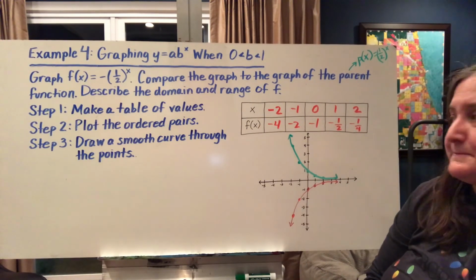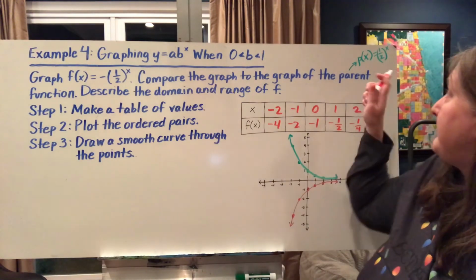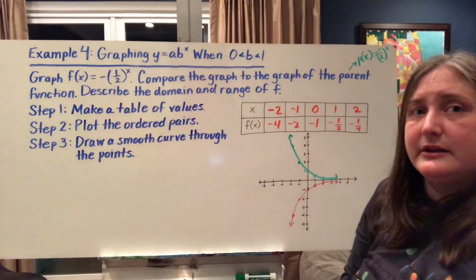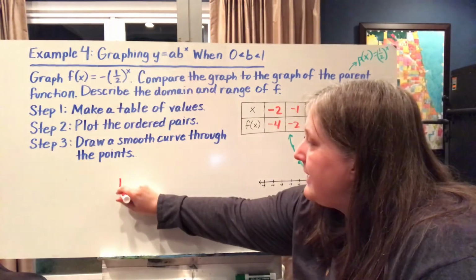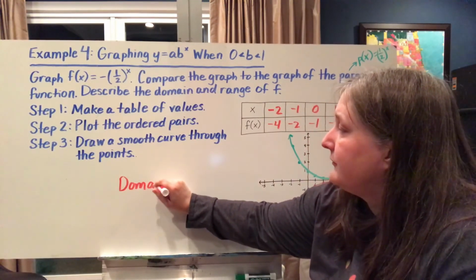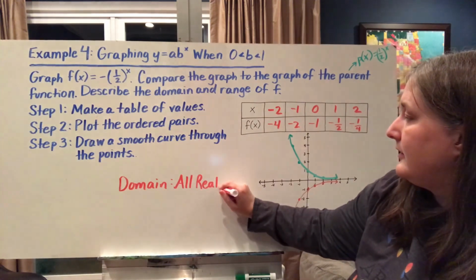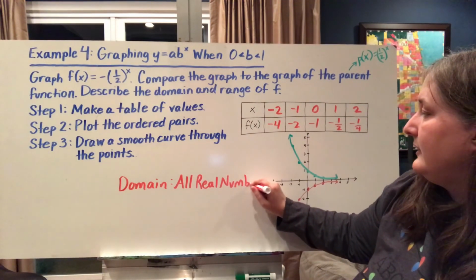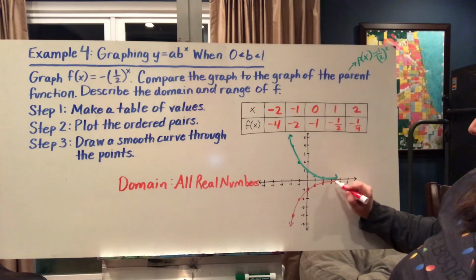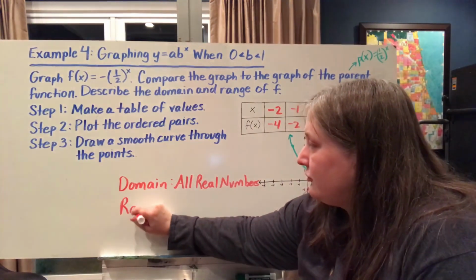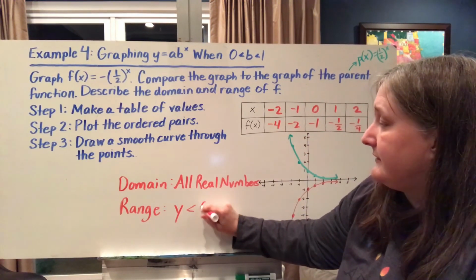And the graphs are actually a reflection over the x-axis. The only thing that changed between my parent function and my f of x here was that negative in front, which flipped my graph over the x-axis. So the domain of my f of x function is going to be all real numbers. And this time, since it's below the x-axis and will never quite get to 0, my range, my y values, are going to be less than 0.